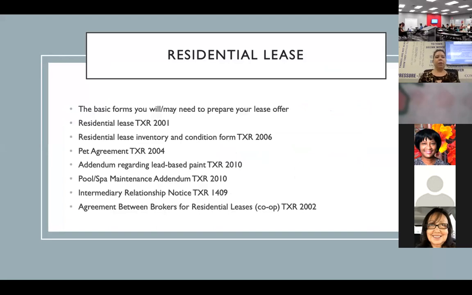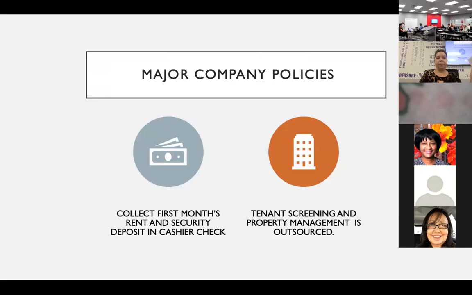Let's talk about the residential lease. There are some basic forms that are going to be part of the lease. There's the lease, there's an inventory condition form, there'll be a pet agreement, there'll be an addendum for lead-based paint, there's a pool spa addendum, there's intermediary, there's the agreement between brokers for residential leases. So these are going to be the typical and standard forms that go along with the lease. And of course, there'll be exceptions, but we're going to go through all of them.